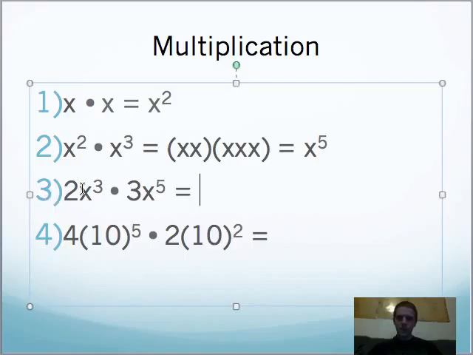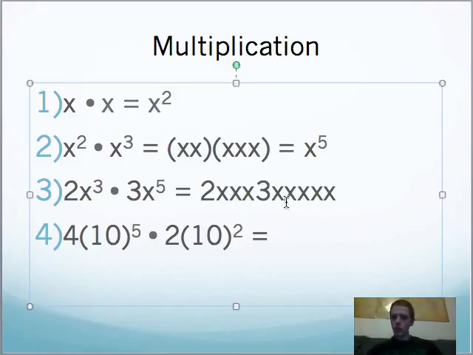This next example, 2x cubed times 3x to the fifth power. So if we write this out, 2 times x times x times x times 3 times x times x times x times x times x. With multiplication, you can reorder things. That's a beautiful thing about multiplication. So instead of having this 3 multiplied in the middle there, I'm going to move it to be 2 times 3 times x times x times x times x times x times x times x times x. 2 times 3 equals 6. How many x's do we have being multiplied by itself? 8.